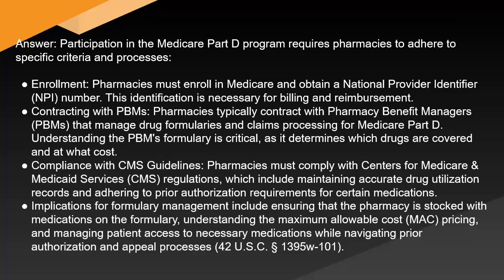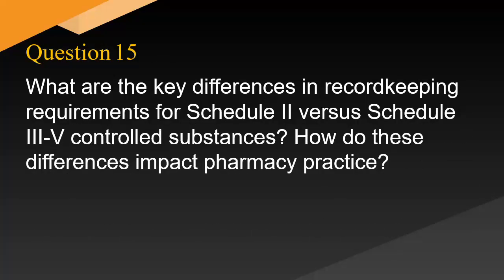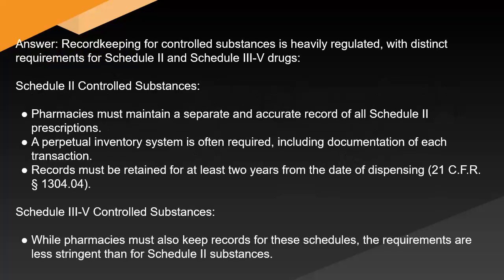42 U.S.C. § 1395w-101. What are the key differences in record-keeping requirements for Schedule II versus Schedule IV controlled substances? How do these differences impact pharmacy practice? Answer: record-keeping for controlled substances is heavily regulated, with distinct requirements for Schedule II and Schedule IV drugs. Schedule II controlled substances. Pharmacies must maintain a separate and accurate record of all Schedule II prescriptions. A perpetual inventory system is often required, including documentation of each transaction. Records must be retained for at least 2 years from the date of dispensing.